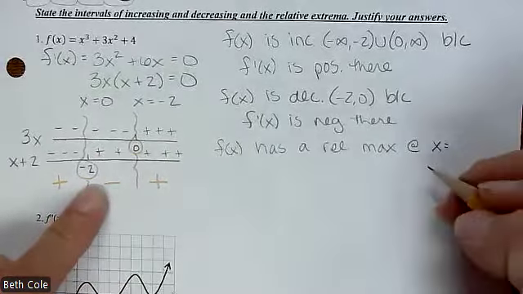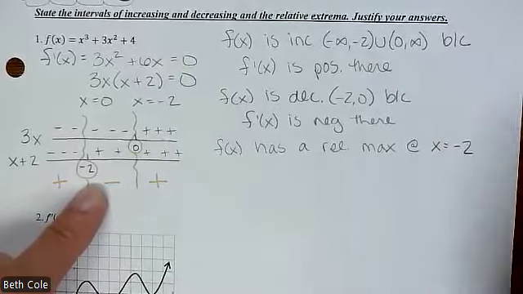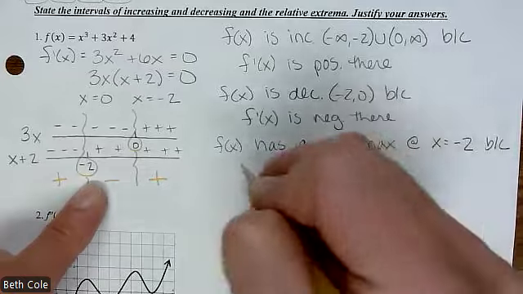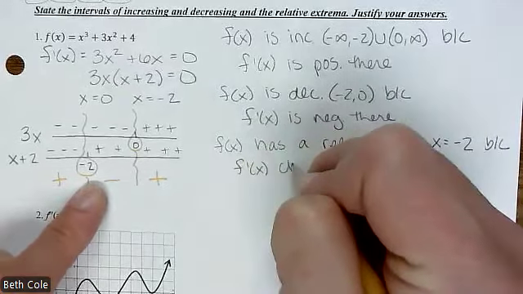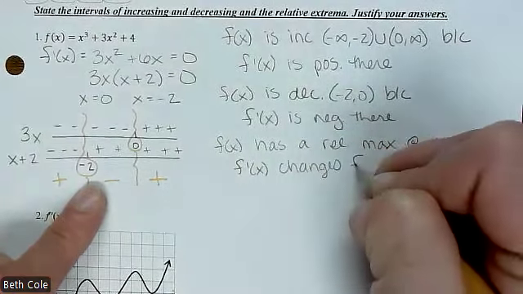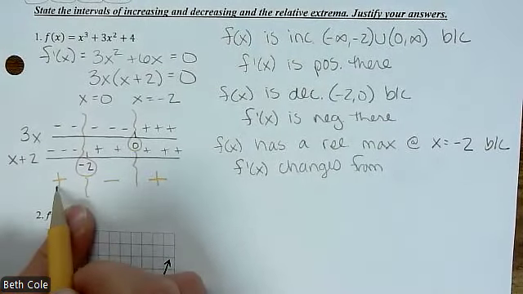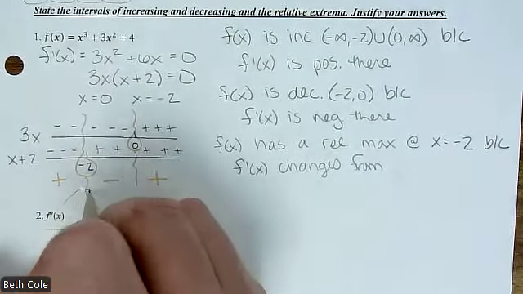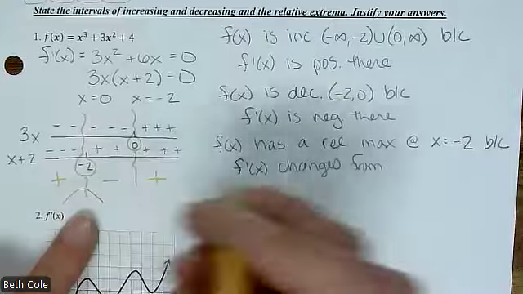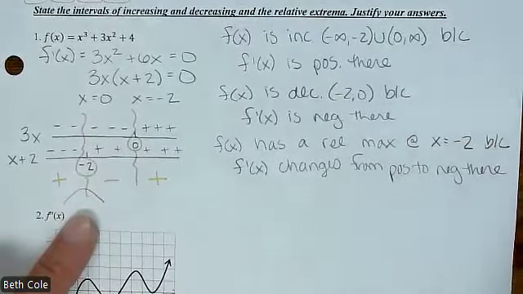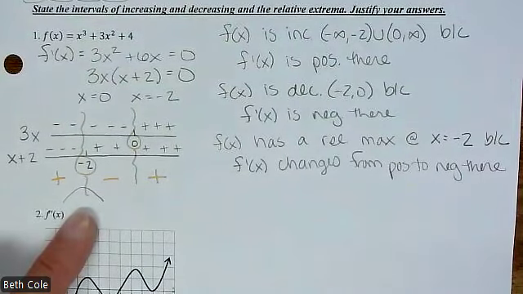Good, -2. Relative maximum at x equals -2 because, who's our source we're citing? First derivative. F prime changes from what to what at -2? Changes from positive to negative. A positive to negative means the graph went up and then down. That's why you get a relative maximum. Changes from positive to negative there. And then you're going to do the sibling sentence.